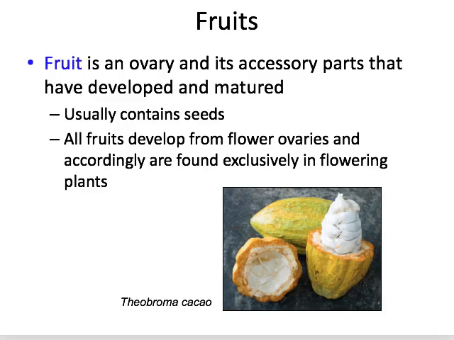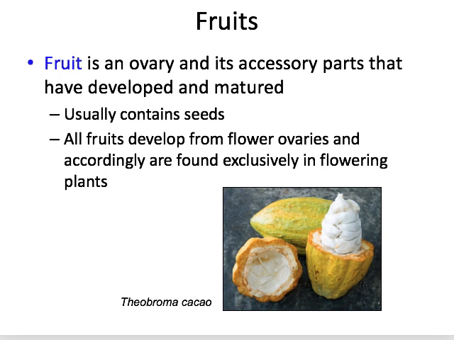All right, so after our flowers get fertilized, that is to say the sperm reaches the egg and seeds form, the ovary swells up around that seed to form the fruit. Fruits are therefore an ovary and its accessory parts that have developed and matured. Typically, fruits contain seeds, but not always. And all fruits develop from flower ovaries and accordingly are found exclusively in the flowering plants.